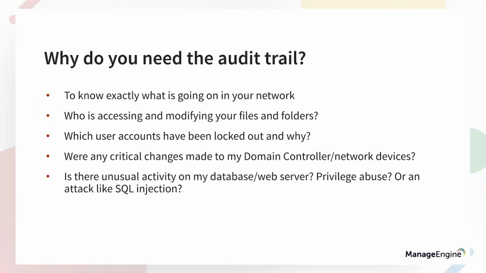You need the audit trail if you want to find out user account lockouts and the reason for the lockout, right? This is the example that we saw on the previous slide. Changes made to domain controllers, like group membership changes. Changes made to network devices. What if someone changed a firewall policy or a router configuration? Unusual activities. You've got databases, web servers, and other business critical applications. What if someone is carrying out an attack, right? What if someone is abusing privilege?